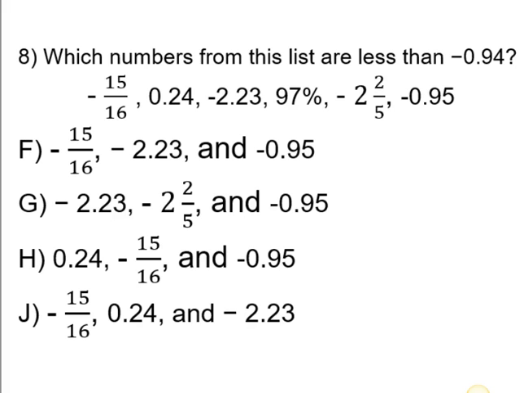For F, our answer choice F is negative 15/16, negative 2.23, and negative 0.95. G is negative 2.23, negative 2 2/5, and negative 0.95. H, 0.24, negative 15/16, and negative 0.95. J, negative 15/16, 0.24, and negative 2.23.